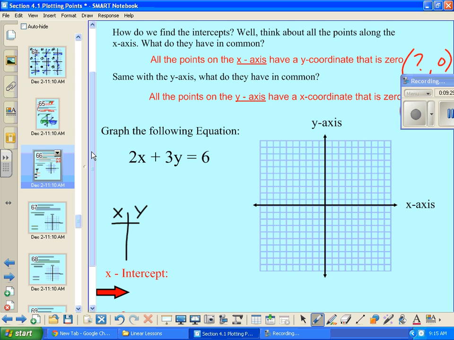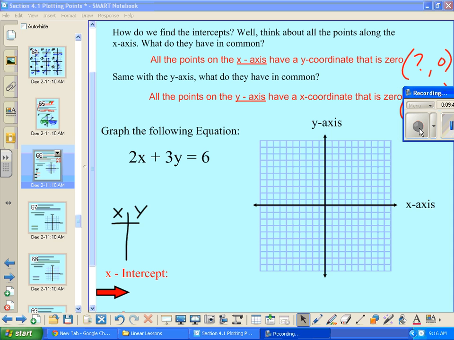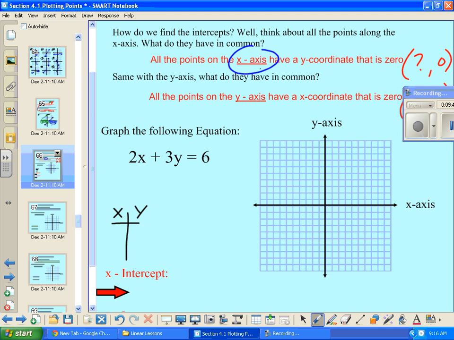Notice, like I talked about at the top, the top red line there says all the points on the x-axis have a y coordinate that's 0. So in these problems, if I'm going to try to find one of the intercepts, in particular, if I want to find the x-intercept, what do I know about all the points along the x-axis? They all look something like this, where it's some number and then 0 for my ordered pair. So the y coordinate is 0.